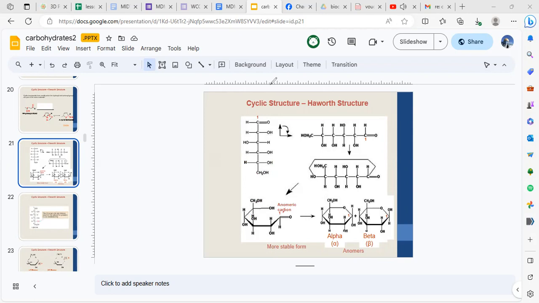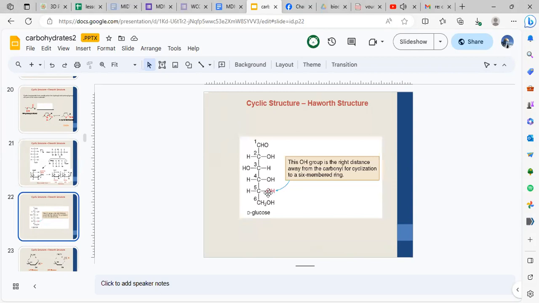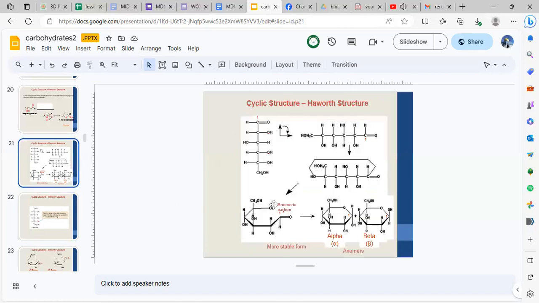Okay, going down. So the fifth carbon, the OH, this group is within striking distance of the carbon here. So the oxygen that's in the red, this is the oxygen it is pertaining to. So the oxygen is within striking distance to form a bond with this one. So the H is removed, and it will become part of this, so that you have OH.